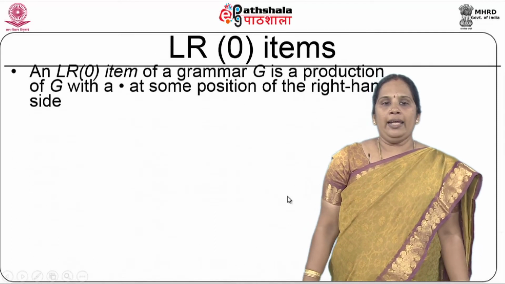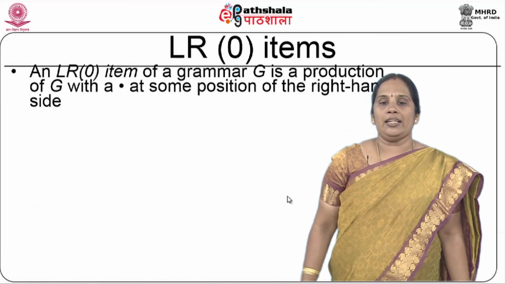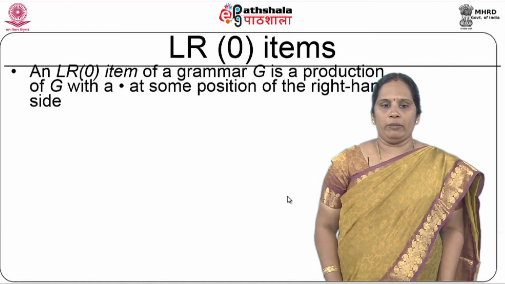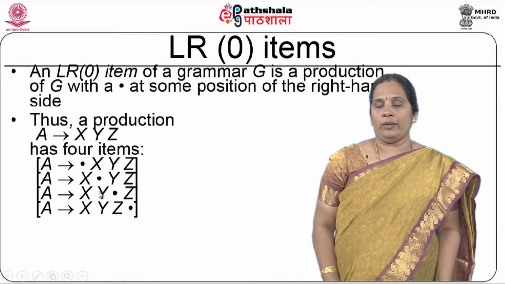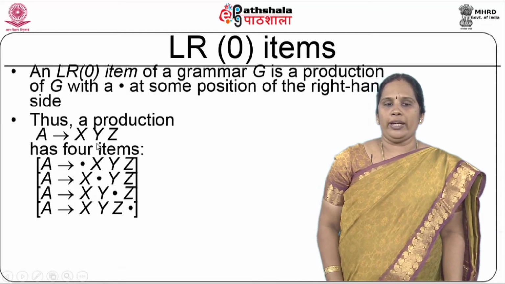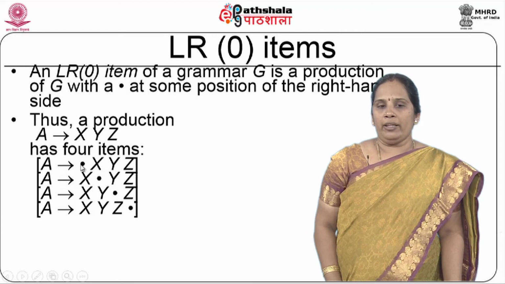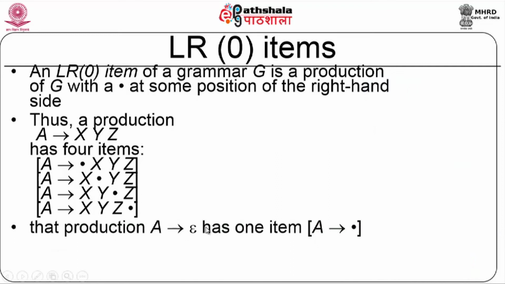So, an LR(0) item of a grammar G is a production of G with a dot at some position of the right hand side. This is looked upon as an LR(0) item. For example, this example is from the Aho Sethi Ullman textbook. A produces XYZ is a production. It has got 4 items. The dot can be in the beginning, or after the first character, or after the second character, or after the third character. So, these are 4 possible items. And if I have a production A produces epsilon, then A produces dot is going to be the only one item.